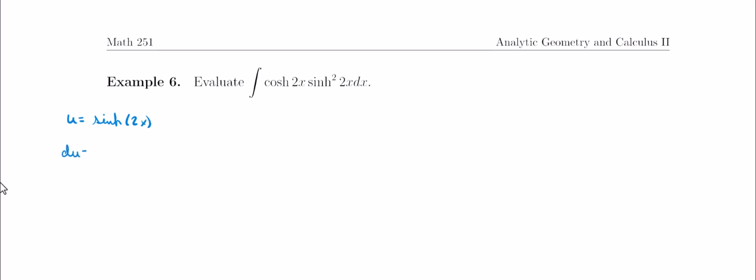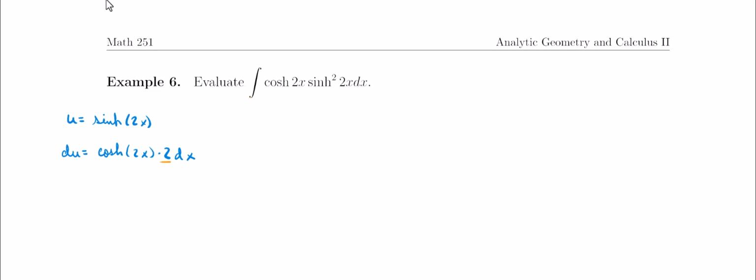Well, our du is going to be the cosh of 2x times 2 dx. Now at this point here, guys, we could go ahead and substitute our u and a du, while noticing here that our du has a 2 dx, which we don't have. We could go ahead and multiply by a 1/2 to correct the issue, which is perfectly true.